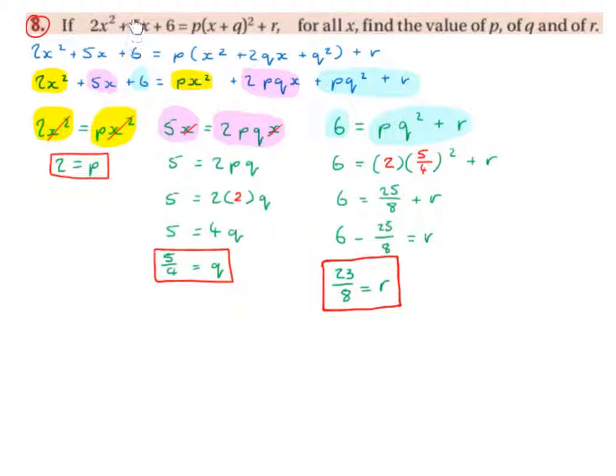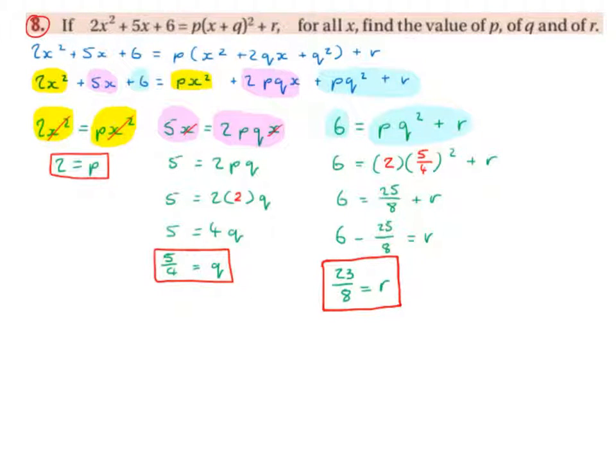If 2x squared plus 5x plus 6 equals p times (x plus q) squared plus r, for all x, find the value of p, q, and r. Okay, so we're going to bring down the 2x squared plus 5x plus 6 and the equal sign.